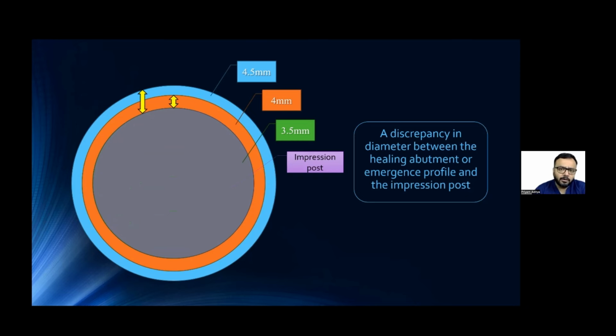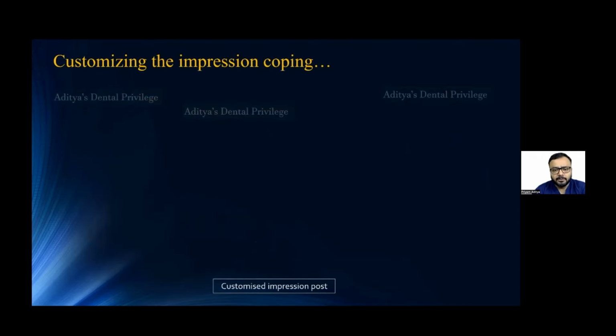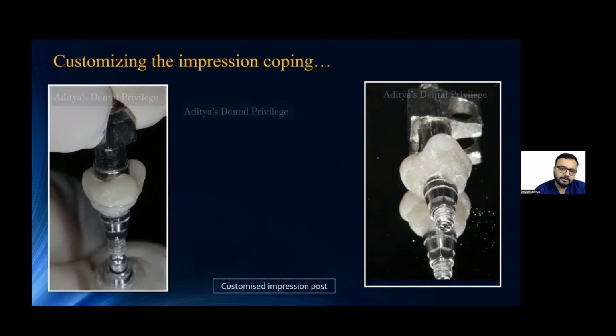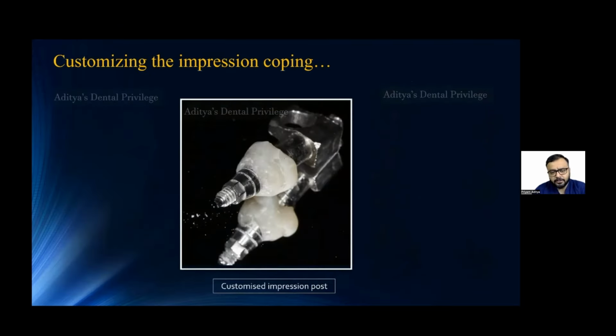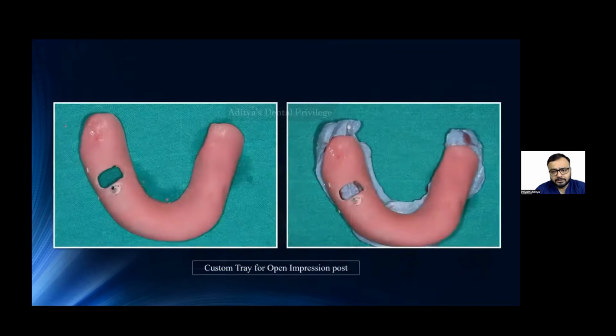To counter this problem, what we did in those times was use customized impression posts. We were using customized impression posts for molars especially, and we used composites to customize the impression post every single time. Then we would make the impressions. We used to make custom impression trays.